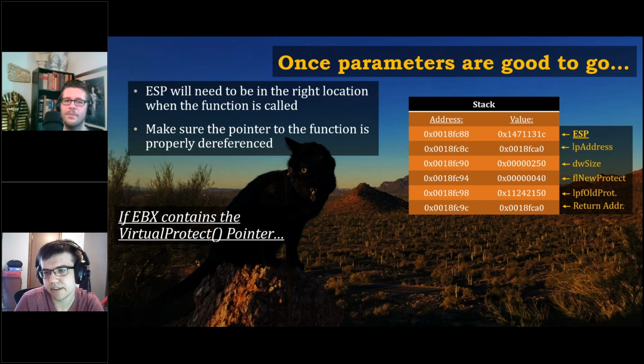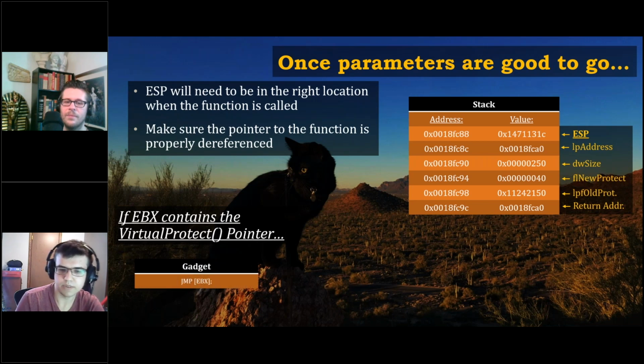So that location that we want it to be at is just before all of those parameters in memory, and that'll make sure that Virtual Protect uses the parameters we work so hard to set up. And then we'll find our pointer to Virtual Protect, and we're going to need to dereference it so we actually jump to their real address.